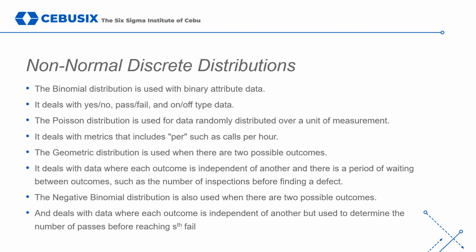The geometric distribution is used when there are two outcomes for a trial. Trials are independent and there is a waiting time before the first occurrence. As with the binomial distribution, the outcome of each trial must be independent. A real-world use of the geometric distribution might include the number of inspections that occur before finding a defective part, or the number of resumes or applications a recruiter reviews before finding the first candidate that meets the minimal job requirements. The negative binomial distribution is also used with attribute data, fail, pass, and other situations where there are only two outcomes for each trial.